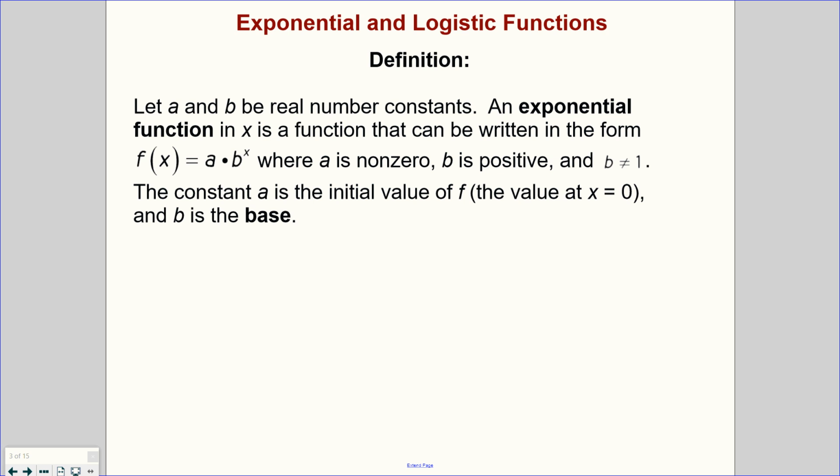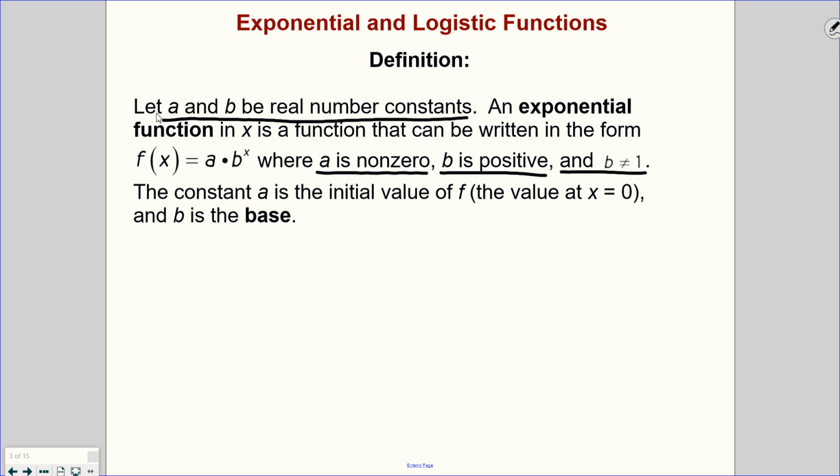If we have an exponential function, it's written f of x equals a times b to the x, and we have to have a be a non-zero number. It was told up here before we started that a and b are non-zero real number constants. A is not 0 and b is positive, and b does not equal 1. So this is what we define to be an exponential function.